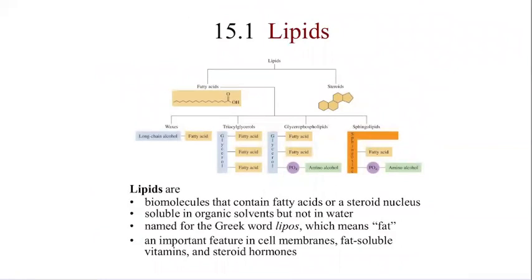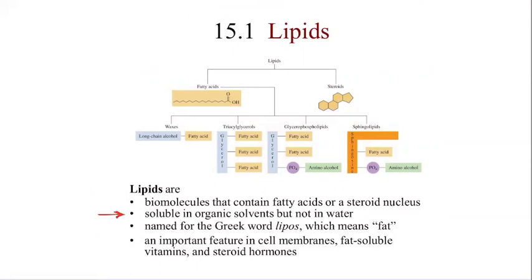So what are lipids? As you can see, lipids are biomolecules that contain fatty acids or a steroid nucleus. So when it comes to structure, there's not one single structure that defines all of the lipids, okay? They're going to be very diverse in terms of the structure. Now, what they all share in common is their solubility in organic solvents, but not water.